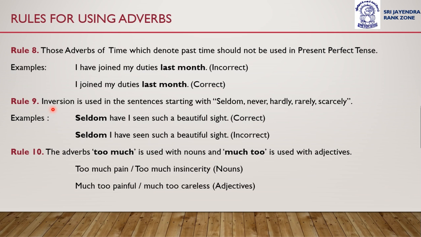Rule number 9. In sentences starting with seldom, never, hardly, rarely, and scarcely. Example: "Seldom have I seen such a beautiful sight." This is a correct statement. "Seldom I have seen such a beautiful sight." It is an incorrect statement. Why? Because with seldom we have to invert the sentences.